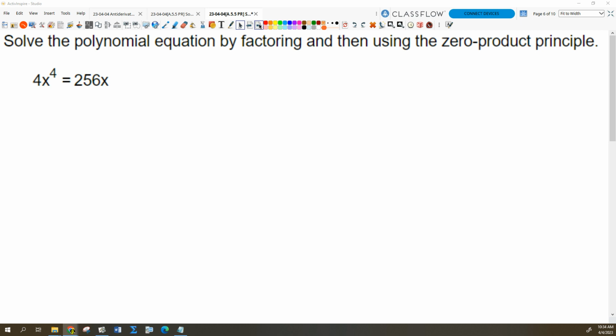Okay, what about this guy? Again, what's my first step always? But first set it equal to 0. Always set it equal to 0 first. So I'm just going to subtract this term to the other side, and that's going to give me positive 4x to the fourth minus 256x equals 0.